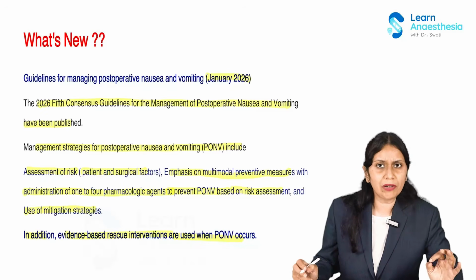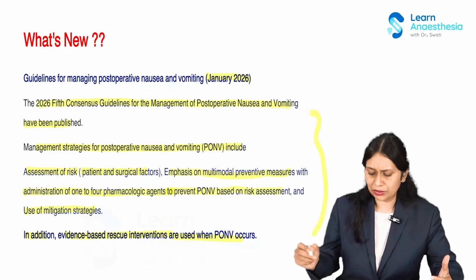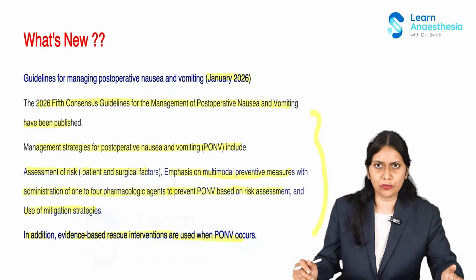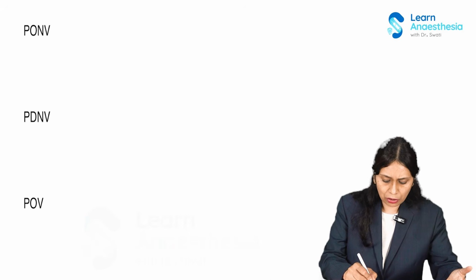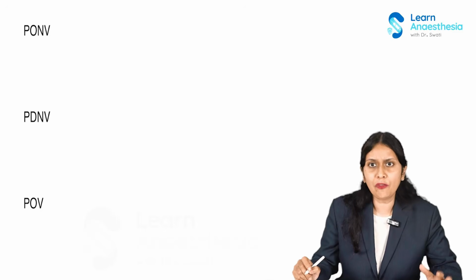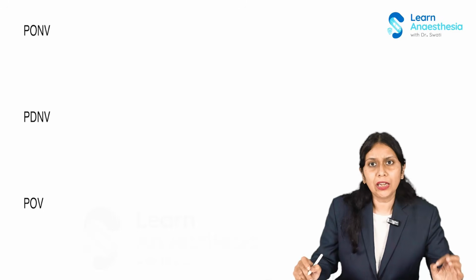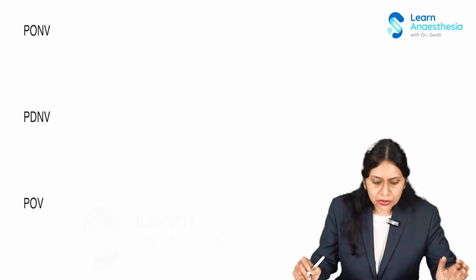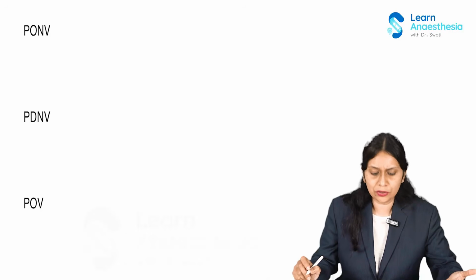So most of our discussion would be based on this 2026 guideline, that is different strategies for managing post-op nausea vomiting, the recommendation. So first few definitions. How do we define PONV? This is described as nausea and vomiting, or nausea or vomiting, or retching in the post-anesthesia care unit, in immediate or within 24 hours of the surgery.